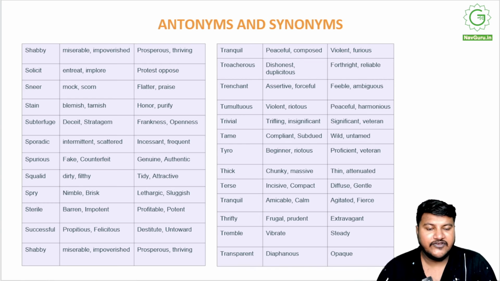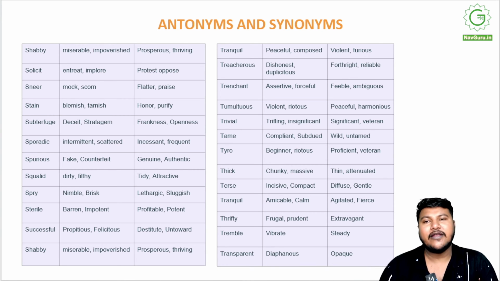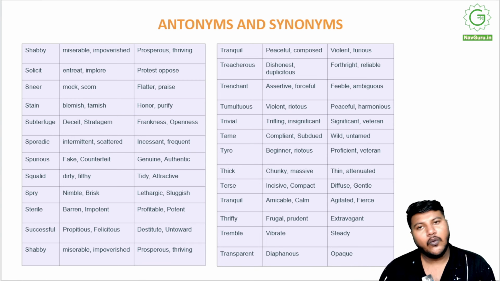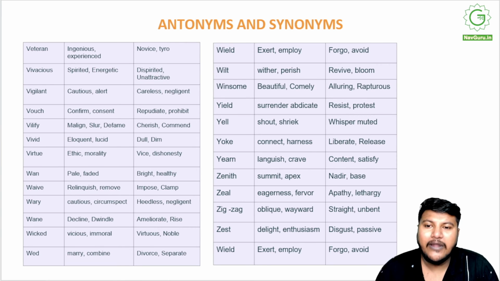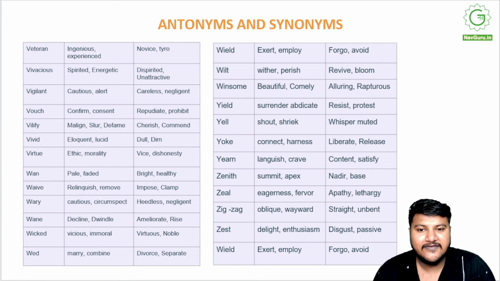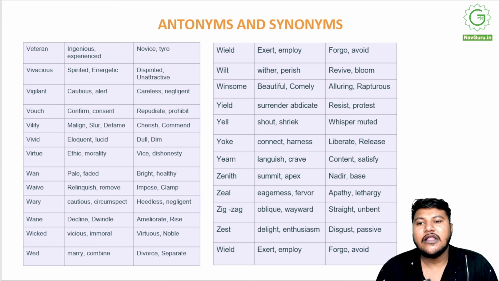Tyro, beginner, righteous, proficient, veteran. Thick, chunky, massive, thin, attenuated. Terse, incisive, compact, diffuse or gentle. Tranquil, amicable, calm, agitated, fierce. Thrifty, frugal, prudent, extravagant. Tremble, vibrate, steady. Transparent, diaphanous, opaque. In the last set, we have veteran, inglorious, experienced, novice, tyro.